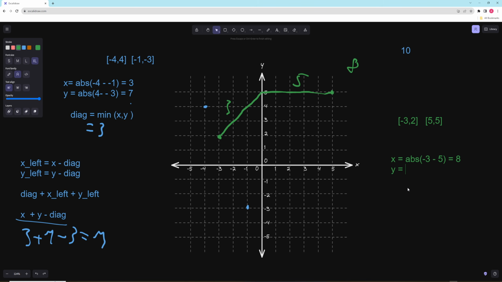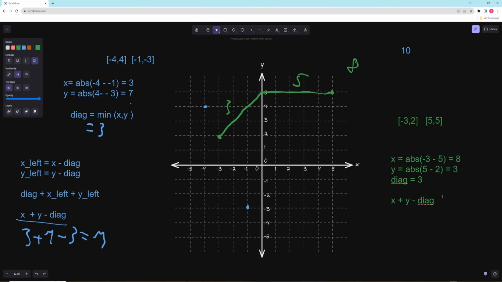And the y difference is going to be the absolute value of 5 minus 2, which is going to be 3. And that is correct. And the y we need to go 3, and the x we need to go 8. Okay. Now our diagonal is going to be the minimum of these, so it's going to be 3. And finally, our total distance should be diagonal plus x. Or sorry, no, it's going to be x plus y minus diagonal.